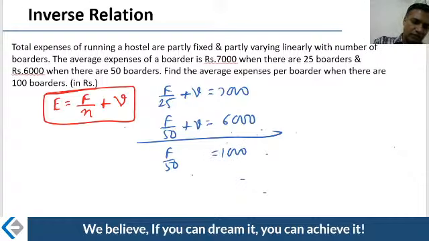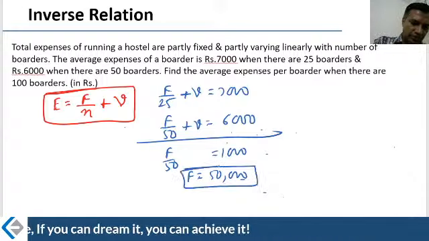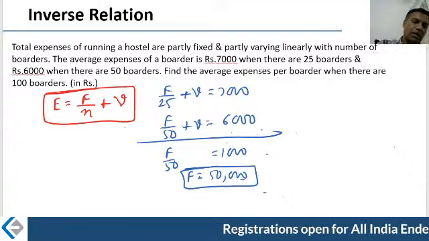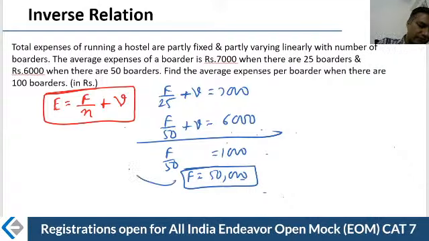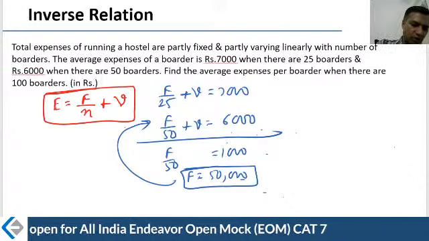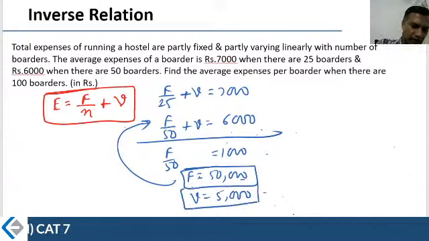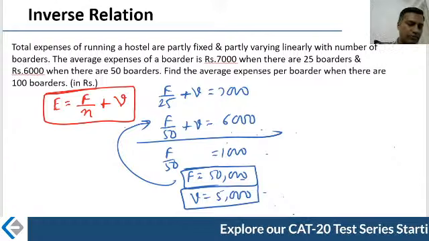Therefore, you got the value of F from here. What is the value of F? The value of F is nothing but 50,000. Put this in one of the equations. Let's say I will put it in this particular equation. 50,000 divided by 50 becomes 1,000. 1,000 plus V is equal to 6,000. Therefore, you got the value of V also. The value of V is equal to 5,000. You got the values of F and V here.